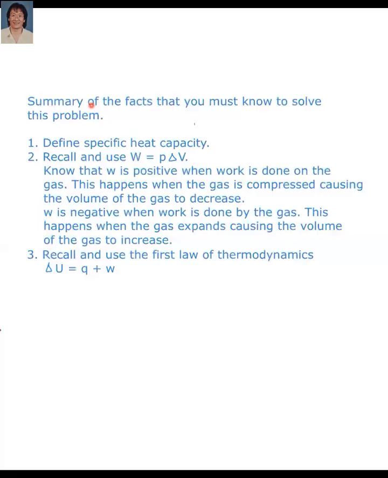This is a summary of the facts that you must know to solve this problem. Number 1, you must be able to define specific heat capacity. Number 2, you must be able to recall and use W equals P times delta V. Know that your W is positive when work is done on the gas. This happens when the gas is compressed, causing the volume of the gas to decrease. W is negative when work is done by the gas. This happens when the gas expands, causing the volume of the gas to increase. Then you must be able to recall and use the first law of thermodynamics, which is delta U equals Q plus W.